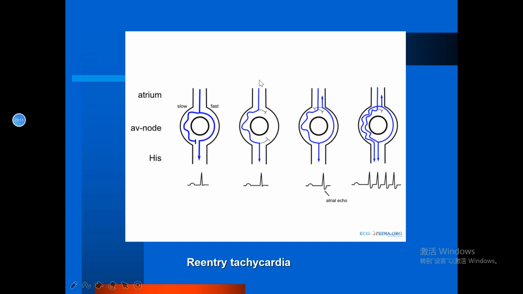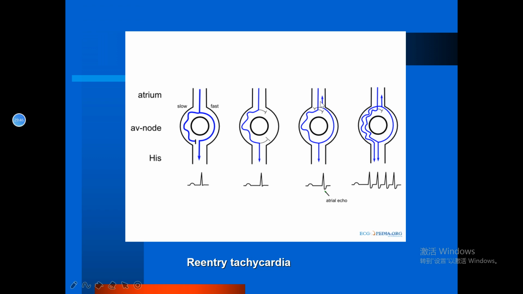And second, if the potential comes from the top to the bottom through the slow path, it also can produce one QS complex, but the PR interval between the P wave and the QS complex should be prolonged, right? Because the transmission speed through the slow path is really slower. Okay.